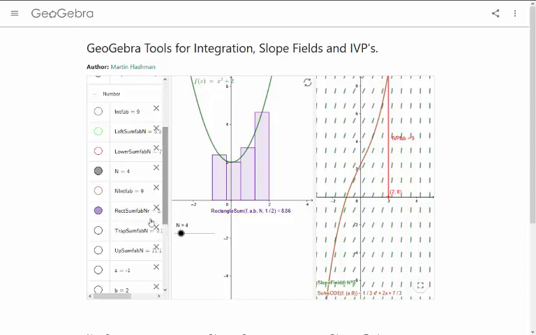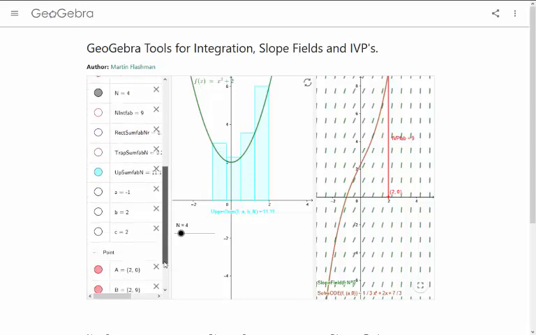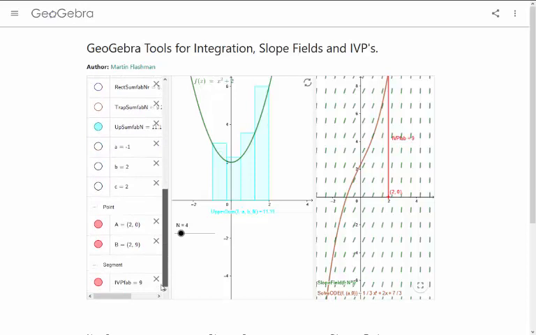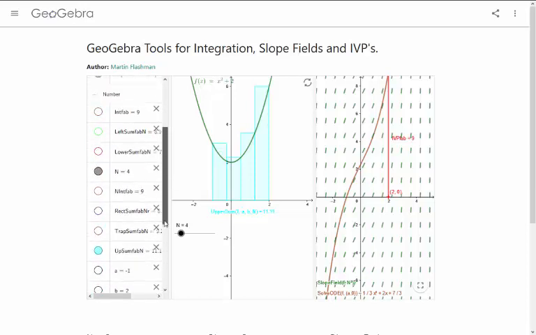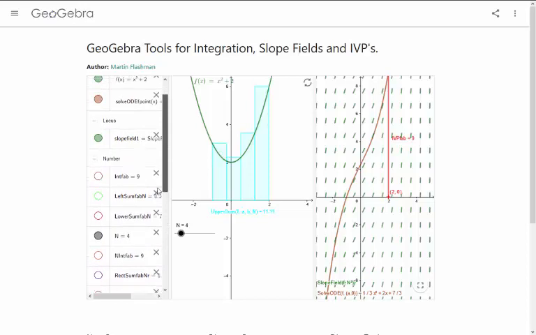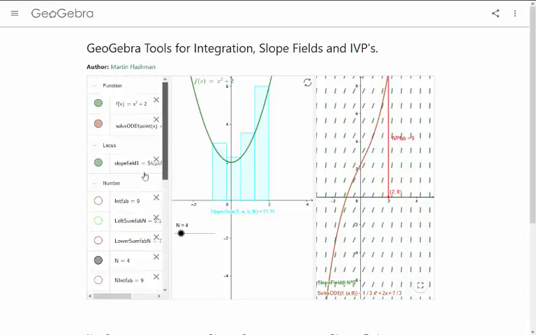That's the rectangular sum. We also have built in a trapezoidal sum determined by n, and we have an upper sum using the maximum value of the function on the interval. And that's the built-in tools that GeoGebra gives you for visualizing a differential equation and its solution.